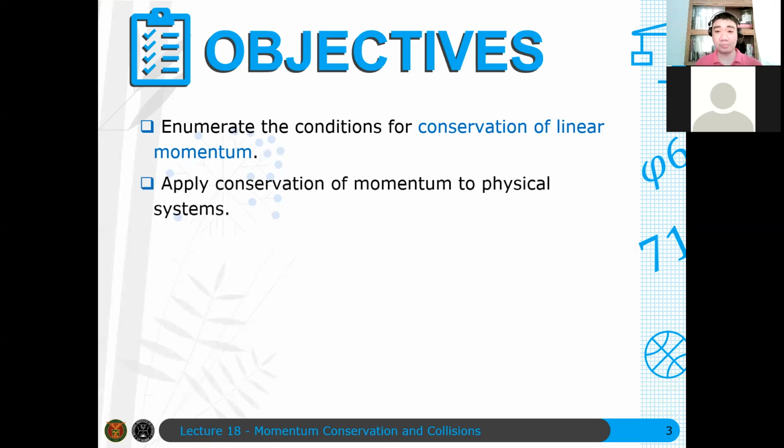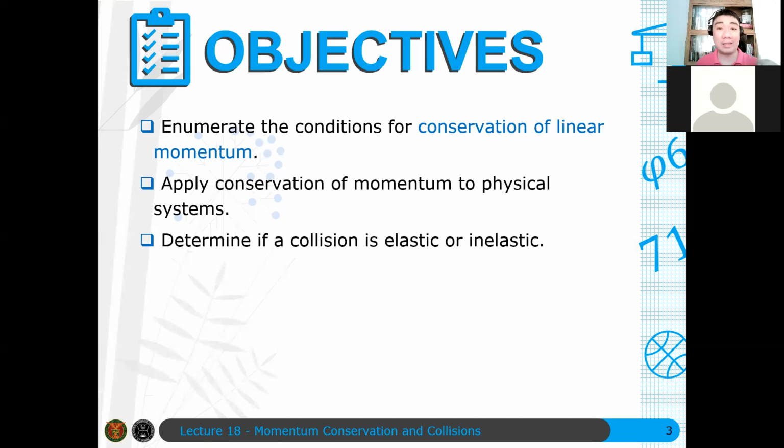And then second, we apply conservation of momentum to physical systems, especially to collision problems. Of course, there's a more formal definition of what a collision is. Yun yung basis natin kung paano natin masasabing, okay, conserve ang linear momentum dyan. Or I should say, approximately conserved ang linear momentum dyan. Okay, and then we determine whether a collision is elastic or inelastic. There are again certain conditions for which we can say that the collision is either elastic or inelastic.